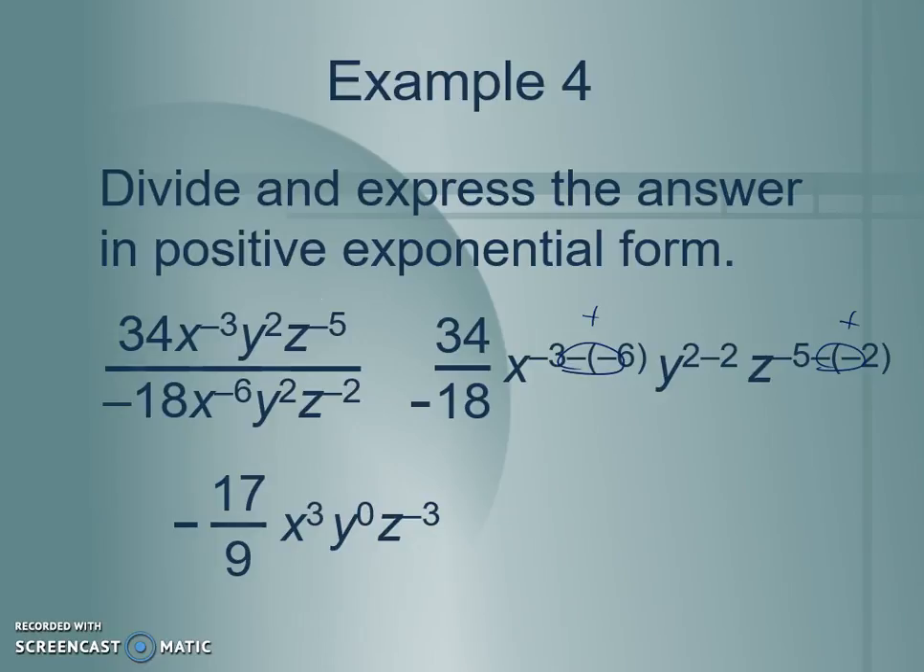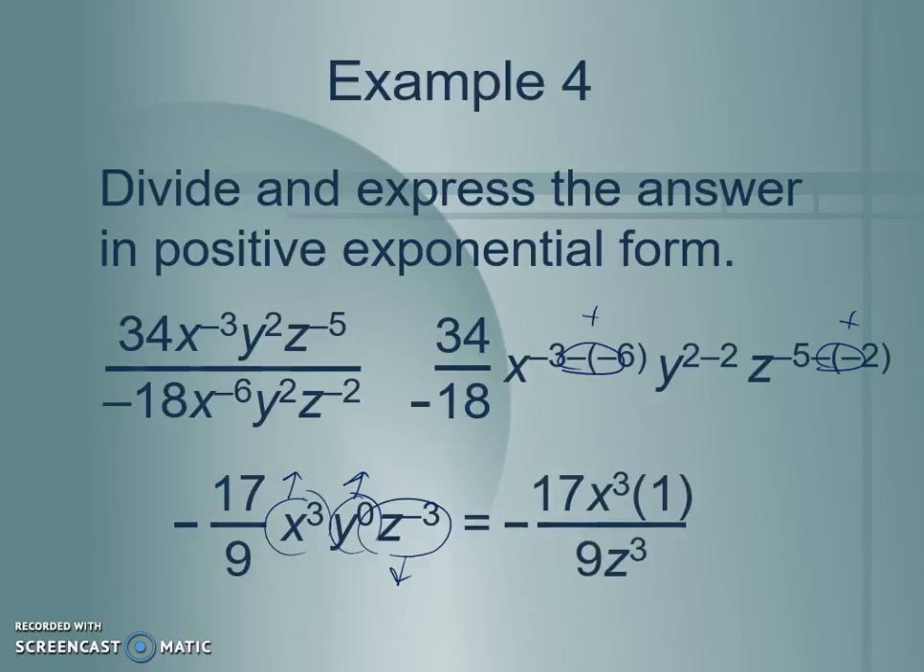And then we just have to say, okay, well, where did each of these go? We don't necessarily want to have negative exponents. So that's positive, it's going up. 0 is technically positive, it's going up, and our negative will go down. So we have negative 17 times x to the third times 1 over 9 times z to the third, but we know that anytime we multiply a quantity by 1, it just remains the same, so we can actually drop this 1 out of there. It just becomes negative 17 x to the third over 9 z to the third.